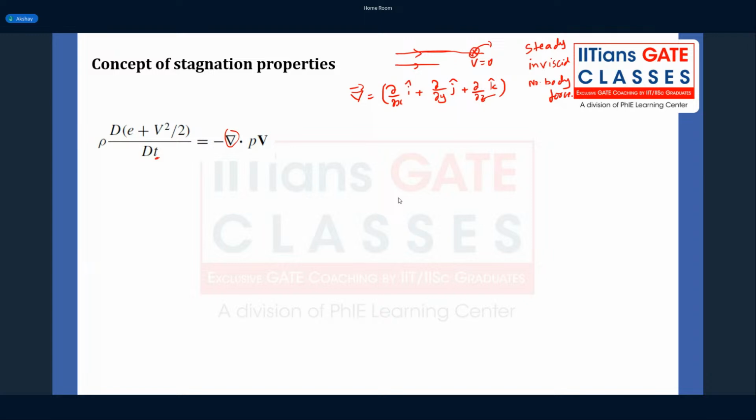Remember, gravity is a body force, so it's applied over a volume. Yes, so it involves no body forces. Very good observation. Then adiabatic. Very, very good observation.